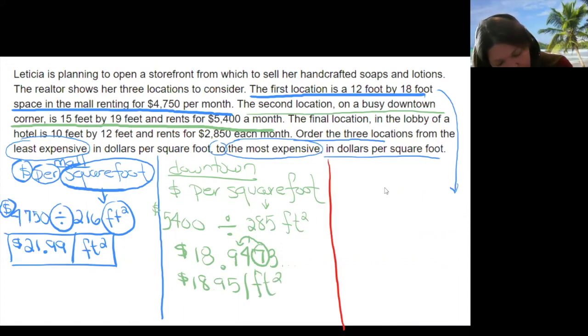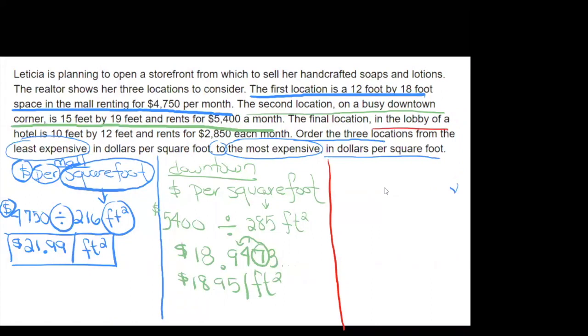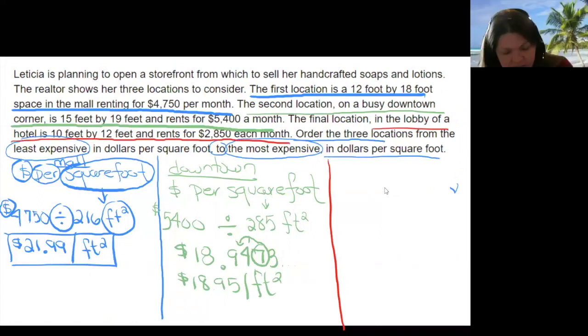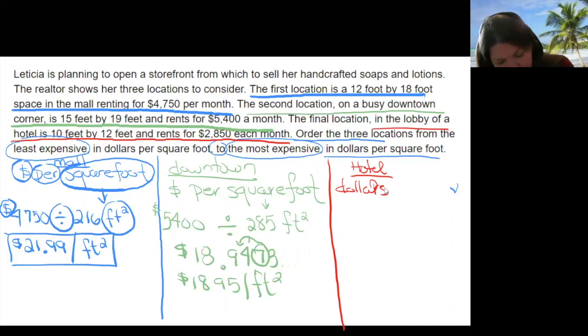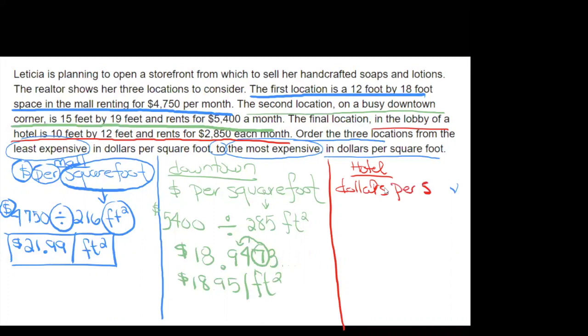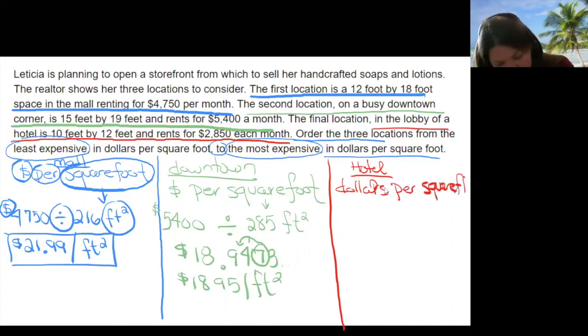So now let's look at the final location. It says the final location in the lobby of a hotel is 10 feet by 12 feet and rents for $2,850 each month. So let's look at the hotel. 10 times 12 will give us the square footage. So 10 times 12 is 120, so this is 120 square feet.